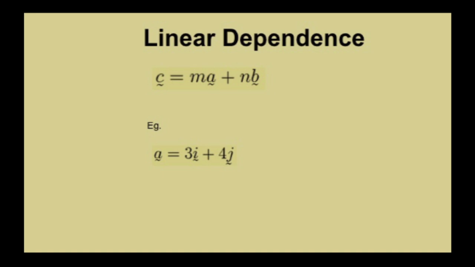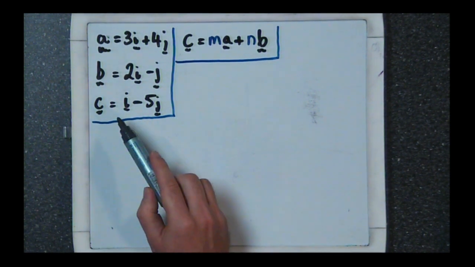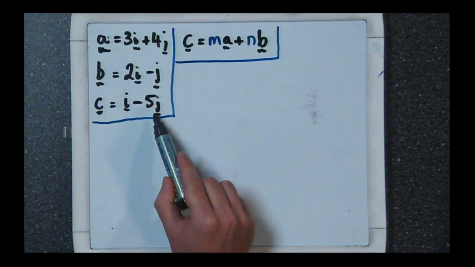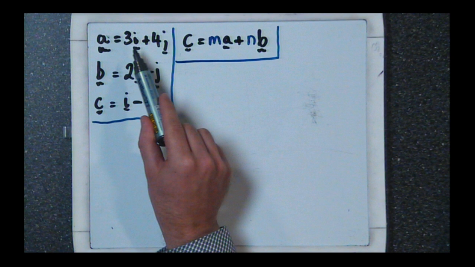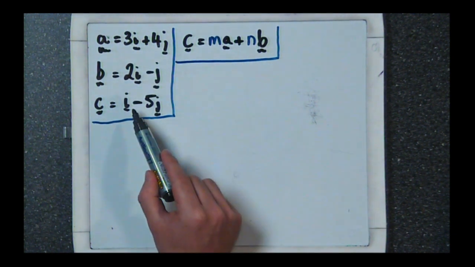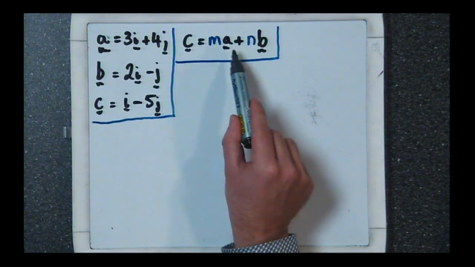So it's best to do this through an example. If we take A as a vector 3i plus 4j and B as a vector 2i minus j, is it possible to scale A and B so that they become vector C, i minus 5j? In this first example, we want to see if we can write vector C as a combination of these two vectors. So are there values for m and n that exist?